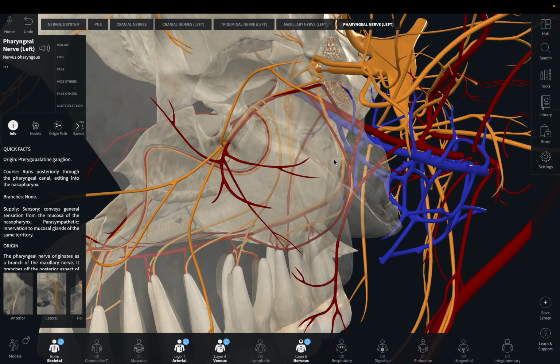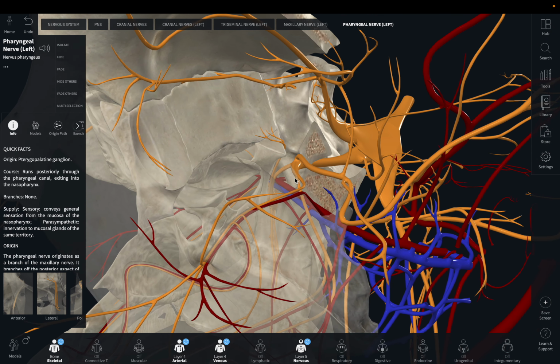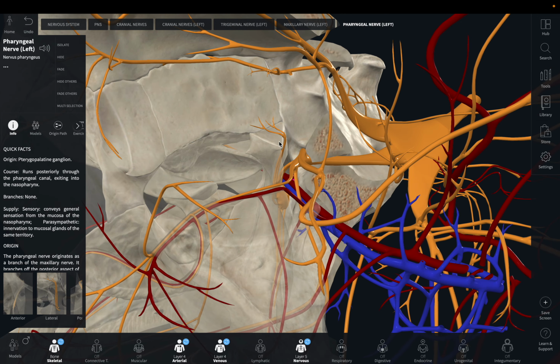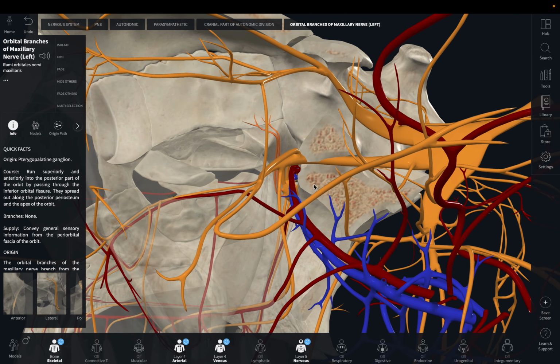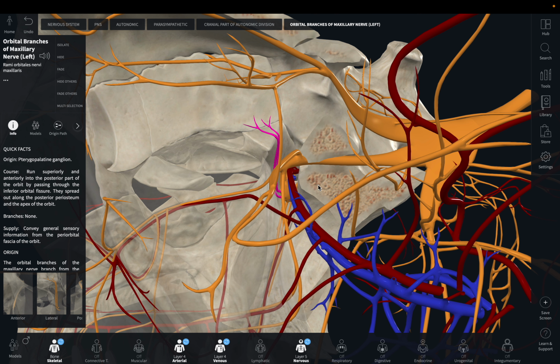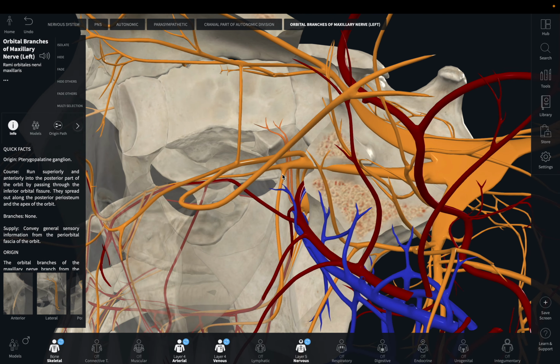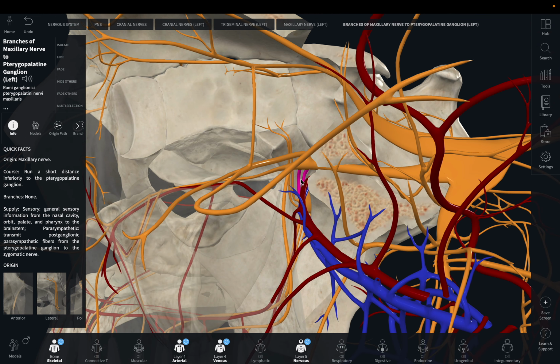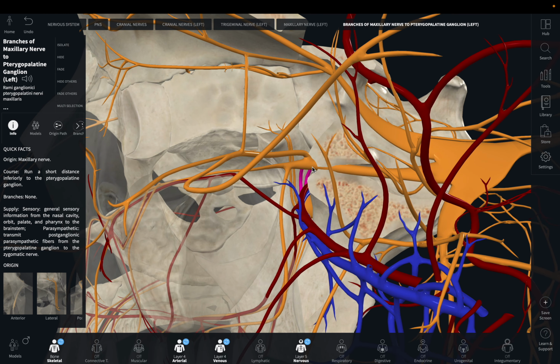And then finally we have the orbital branch. The orbital branches. Let's see if this wants to work. Yeah, the orbital branches run superiorly through the inferior orbital fissure, and they convey general sensation from the periorbital fascia of the orbit. Just for completeness' sake, the pterygopalatine ganglion, through these maxillary roots, provides secretomotor function to the lacrimal gland.